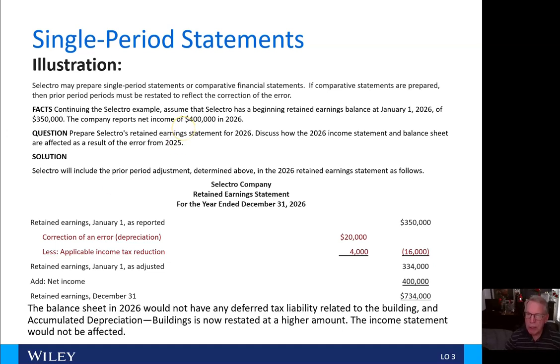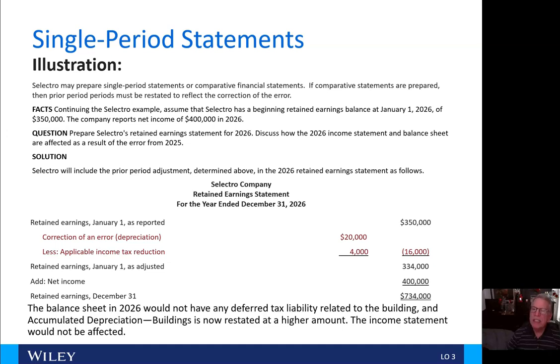Now, if we look at single period statements, Selectro may prepare single period statements or comparative financial statements. If comparative statements are prepared, then prior periods must be restated to reflect the correction of the error. All right, let's look at the facts.